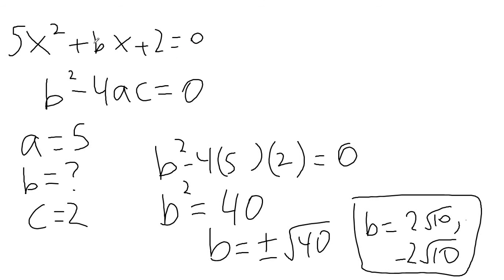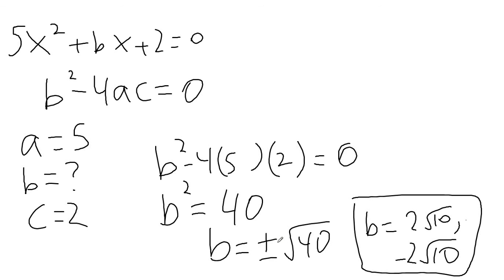And we already know our a is 5. We don't know what our b is, but we do know our c is 2. So we can plug a and c into the equation and solve for b. So we get b squared minus 4 times a, which is 5, times c, which is 2. We set that equal to 0. You can rearrange it to get b squared equals 40, and then take the square root of both sides, so you get b equals plus or minus the square root of 40.